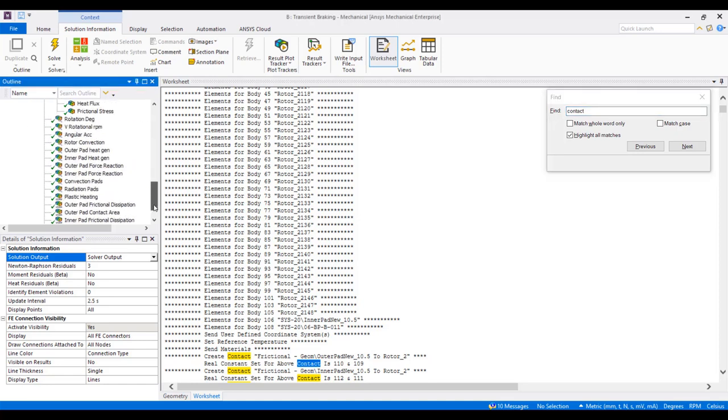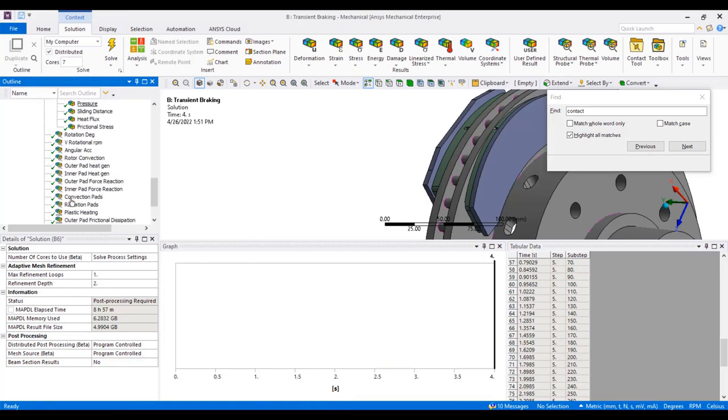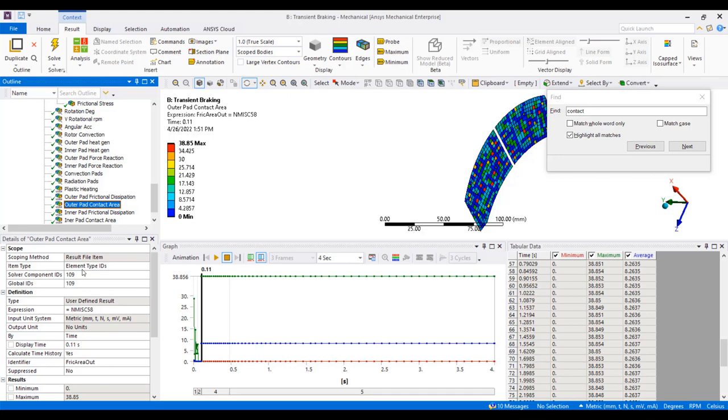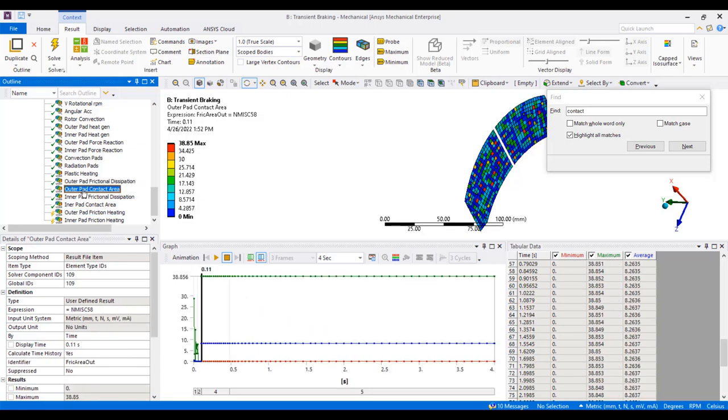With these IDs, I insert user-defined results here, and I calculate a couple of values. First is the frictional dissipation, which I use the item type element type ID 109 and the output result SMISC 18 to get. Then I use the same element type ID 109 to get the contact area at each moment in time with NMISC 58. Using these two results, I can get the frictional heating value for each of them by multiplying them together. You'll notice fric heat out and fric area out are my identifiers specified earlier in each of these results.